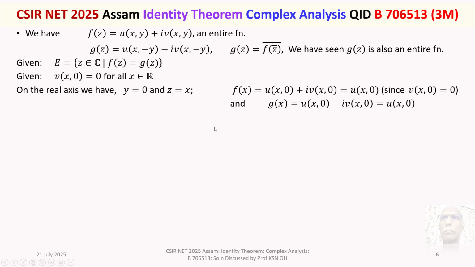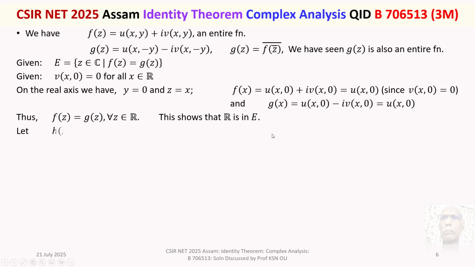What do you find? Thus, f of z is equal to g of z for all z belongs to R. So that means f of z is equal to g of z for all z belongs to R. That means R is contained in E. So R is in E. E contains the whole of R.